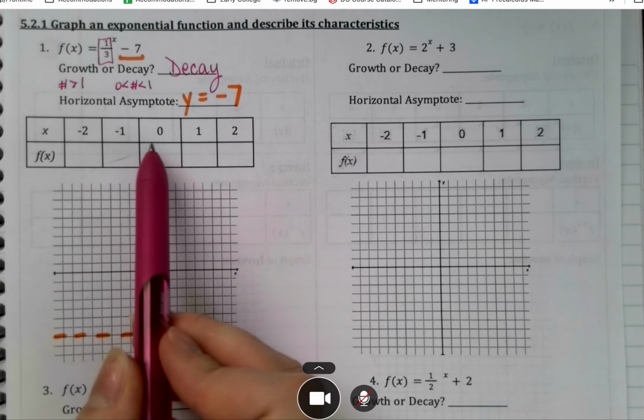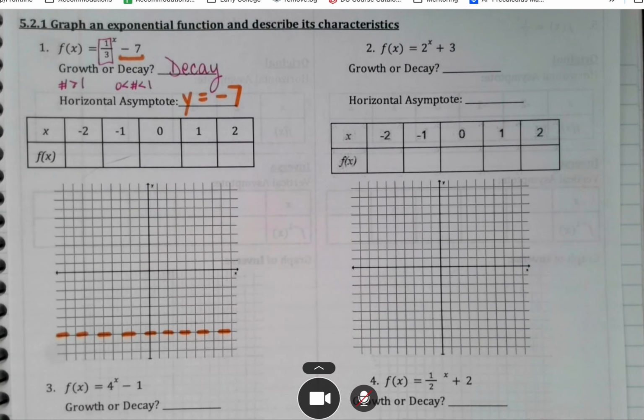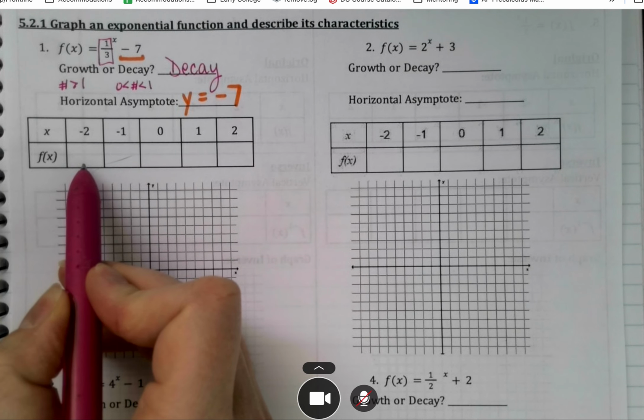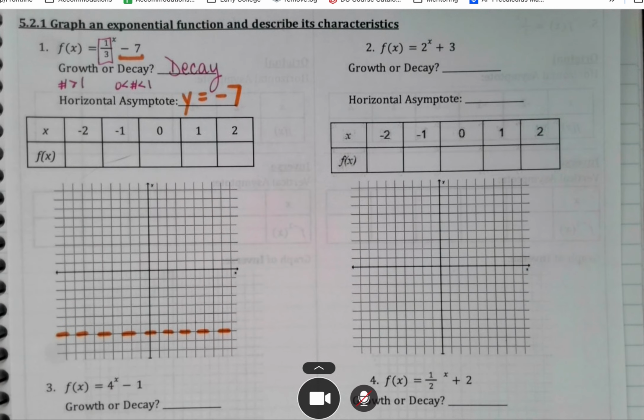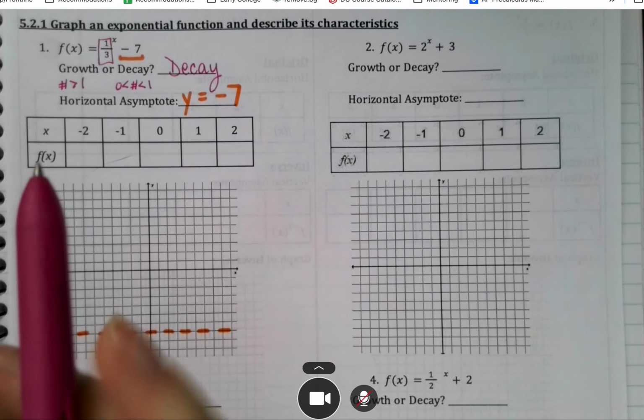If we didn't, I like to start somewhere around 0 and then adjust. So when I say adjust, I mean like if I get an output that's way too big that it won't fit on my graph, I might change my inputs to be a little bit smaller to hopefully get a different output that I can graph, and vice versa. So we're going to start with -2.